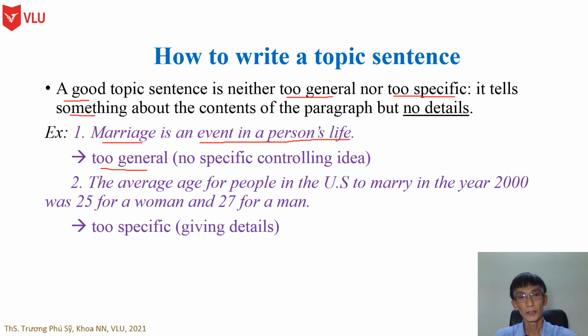The average age for people in the US to marry in the year 2000 was 25 for a woman and 27 for a man. This topic sentence is too specific because it's giving details. Remember, when you write a topic sentence, don't write details in this topic sentence.